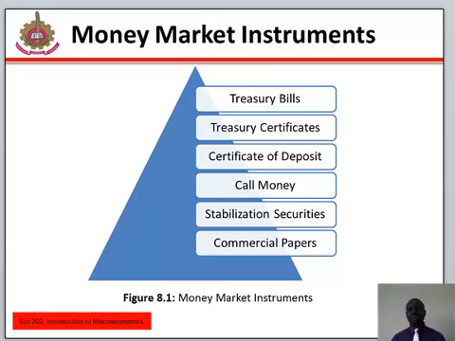Commercial papers are documents that are issued in the normal course of business as evidence of debt. Examples of such papers are commercial bill of exchange, letter of credit, and promissory note. These debt instruments often have maturity ranging from 30 days to 180 days.